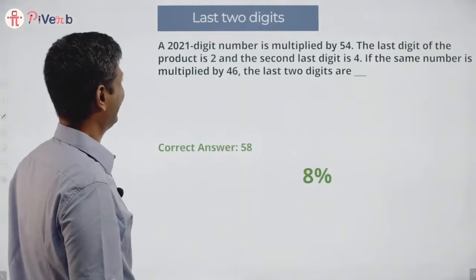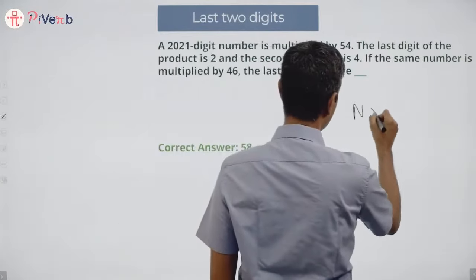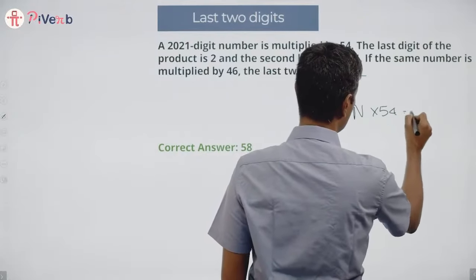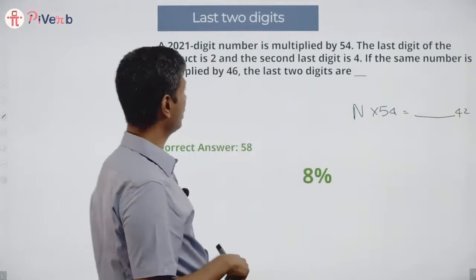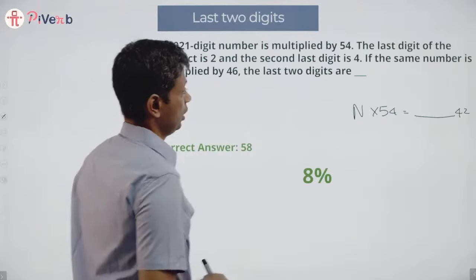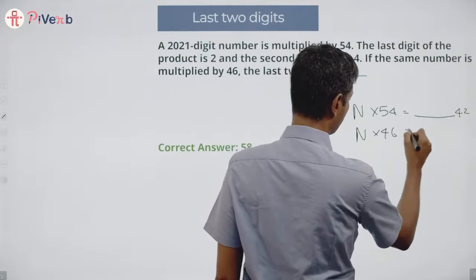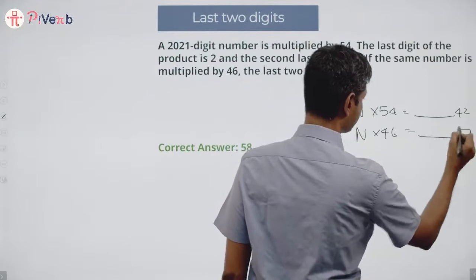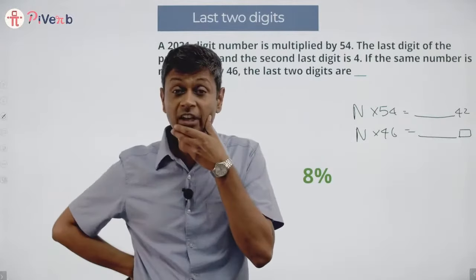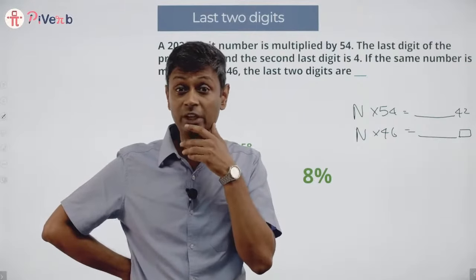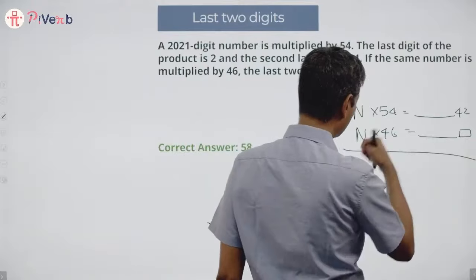There is this number n, a 2021 digit number. Multiply n into 54. I get some large number, ending in last two digits 42. You want to find this number n multiplied by 46. What are the last two digits? Tough question, obviously. I said n into 54, n into 46. N into 46, we need to find the last two digits. What am I going to do? Multiply a number by 54 and multiply a number by 46.